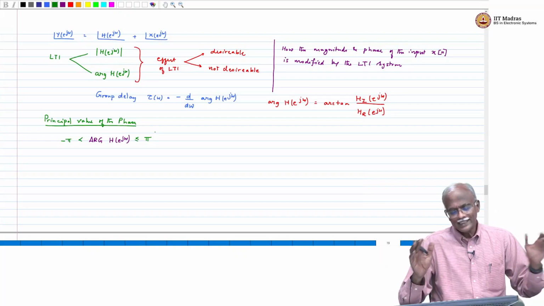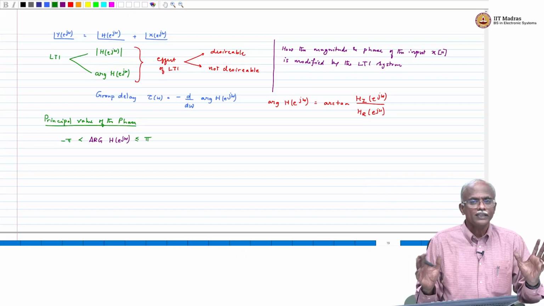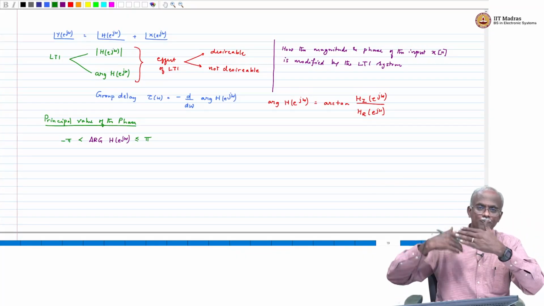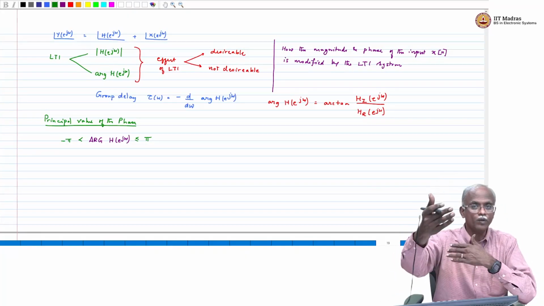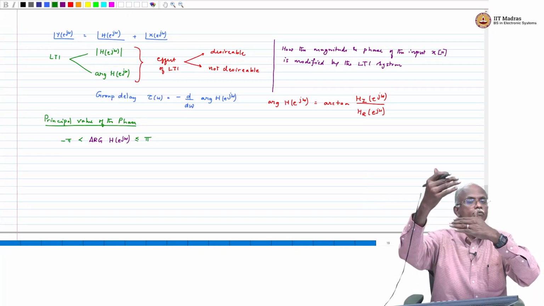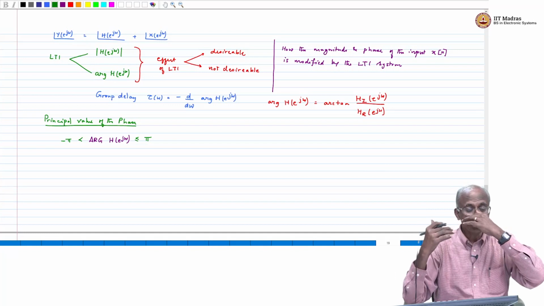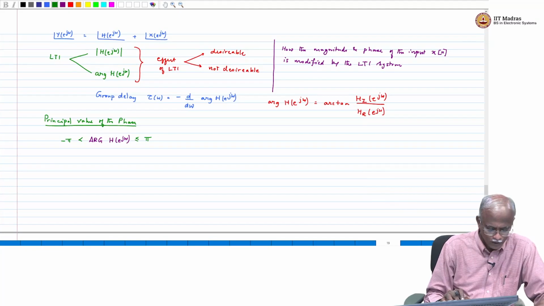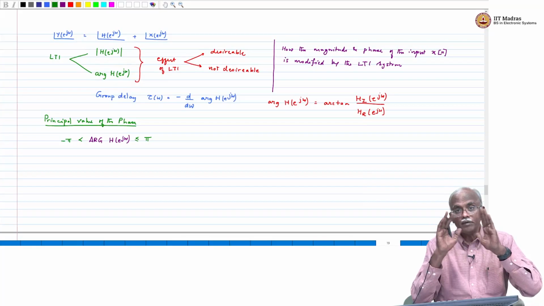Okay, so it lies in the range minus pi to pi. And why is this always in the range minus pi to pi? Because anything which goes below minus pi, it maps back by adding a value equal to 2 pi, which makes it into a positive quantity. Anything above pi, it subtracts 2 pi and then makes it a negative quantity, which is between 0 and minus pi. So basically this is the principal value that you have.